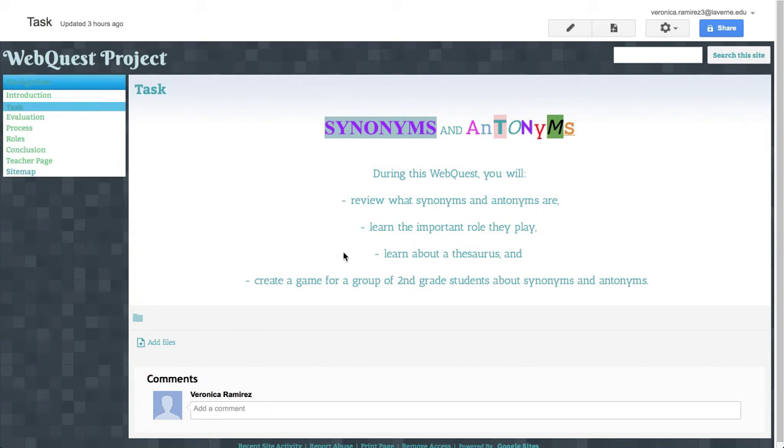They'll learn about a thesaurus if they haven't already used one. Then they will have links to where they can go ahead and use them to find synonyms for the games they're going to be creating. And then, as I said, they'll be creating a game for a group of second graders who'll be learning about synonyms and antonyms for the first time.